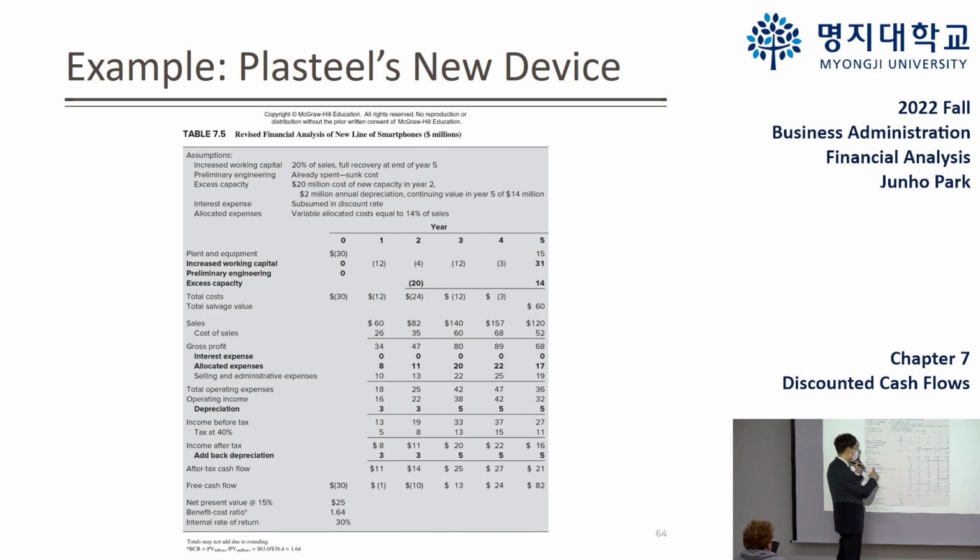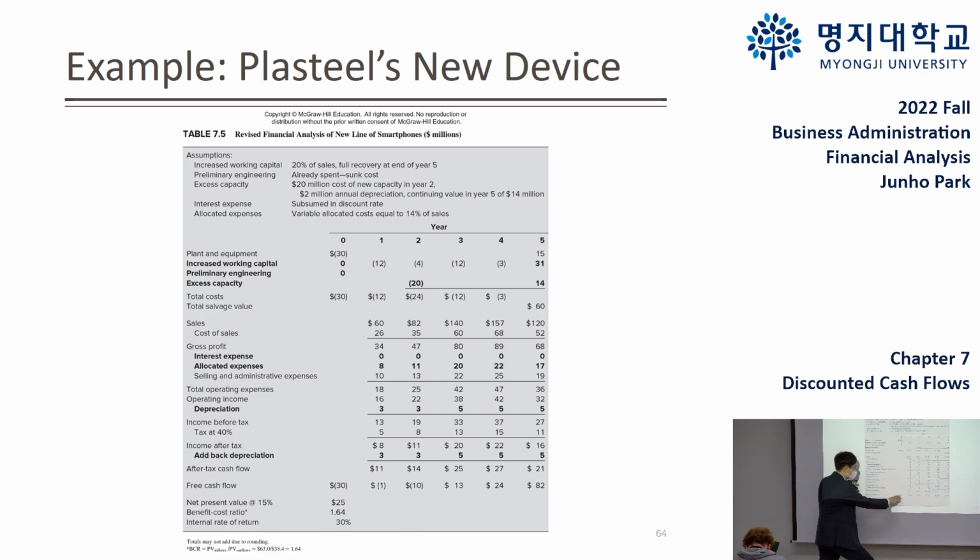And then we have allocated expenses, and according to the company's guideline, they allocate cost equal to 14% of sales. So that's why we have 8, 11, 20, 22, and 17. And also we have depreciation in the calculation before operating income, before income before tax, so that we have a lower tax payment. And after calculating the tax, we have to add back the depreciation. That will affect our after-tax cash flow, which will become 11, 14, 25, and 27.